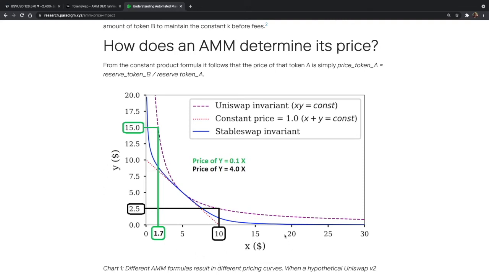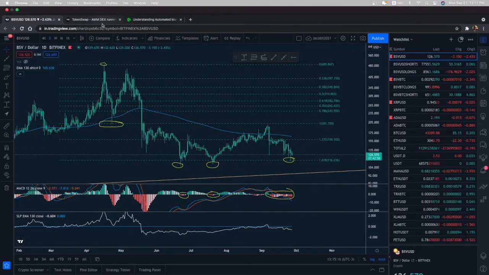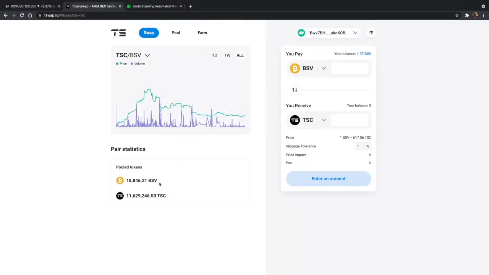Okay? These are dollar amounts. So don't think of BSV numbers. Think of BSV as in dollars. That means you have to look at what BSV is equal to today. Okay? So if BSV doesn't change, it stays at 18,846. And BSV goes from 126 down to 100. TSC has to increase in price.